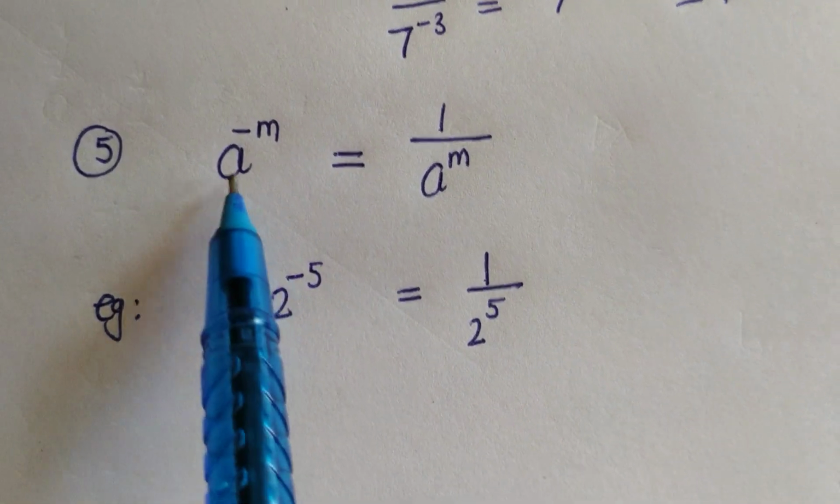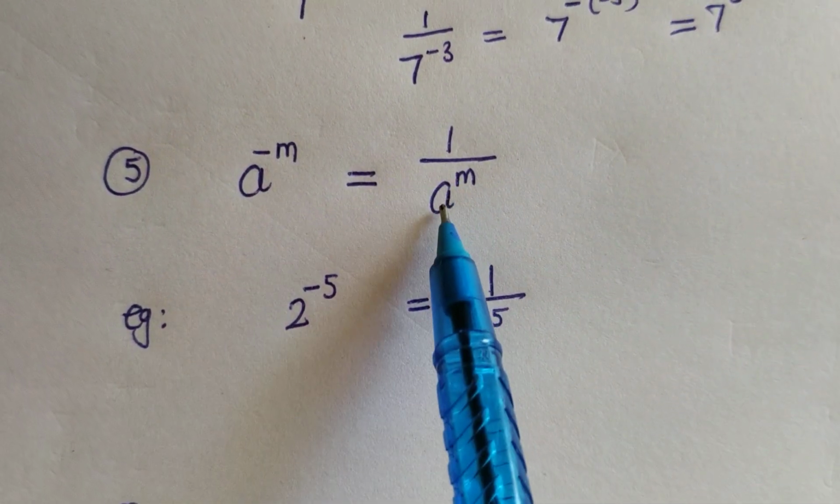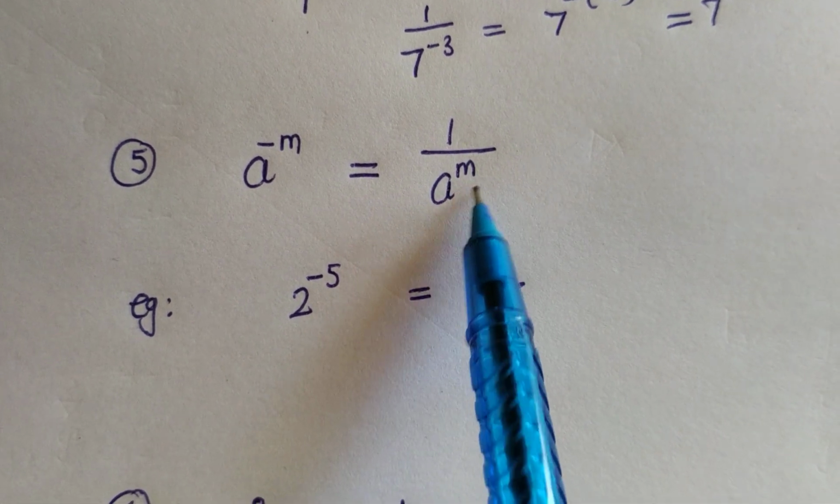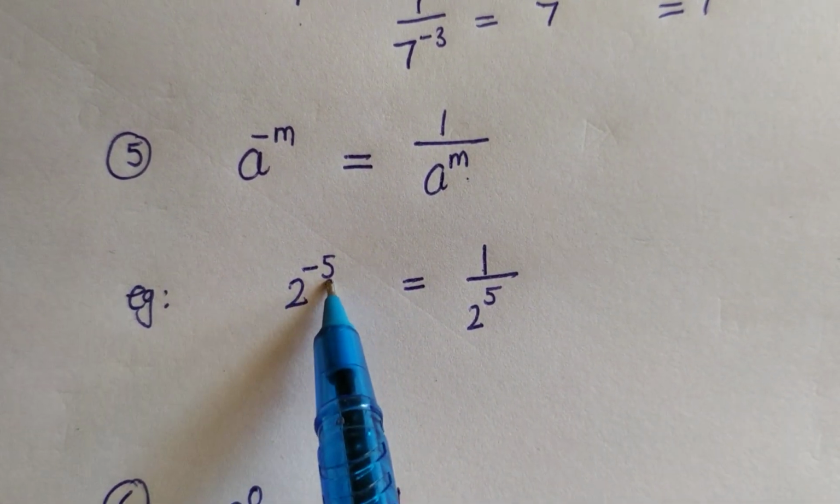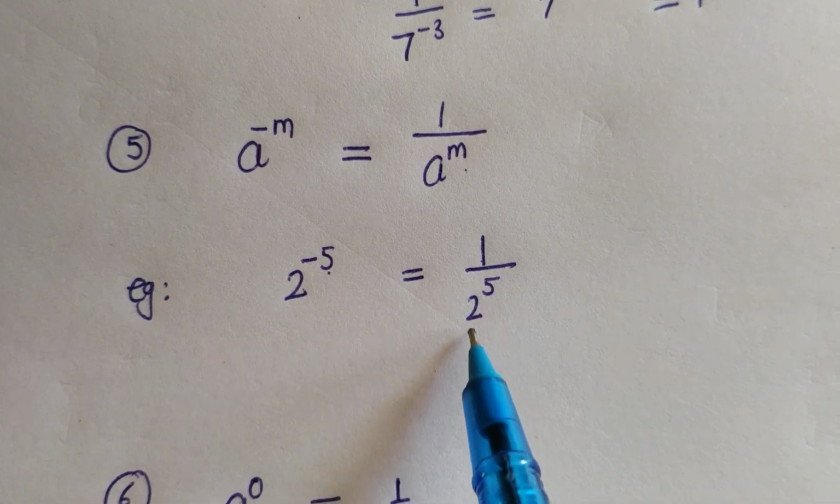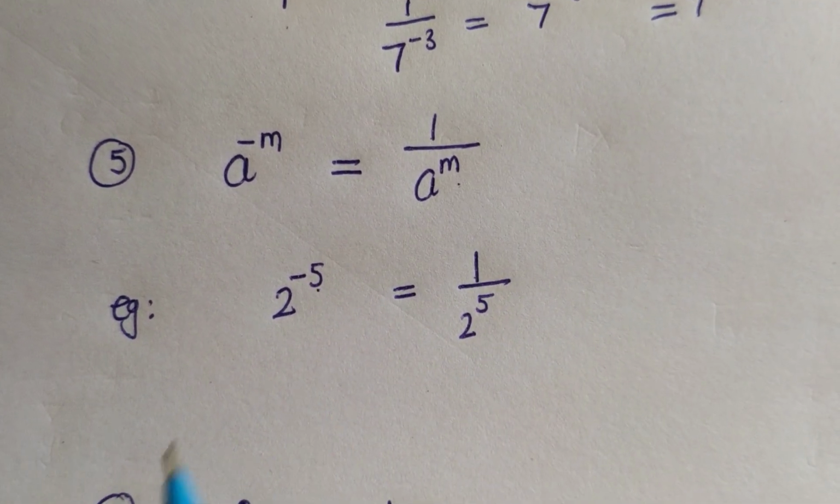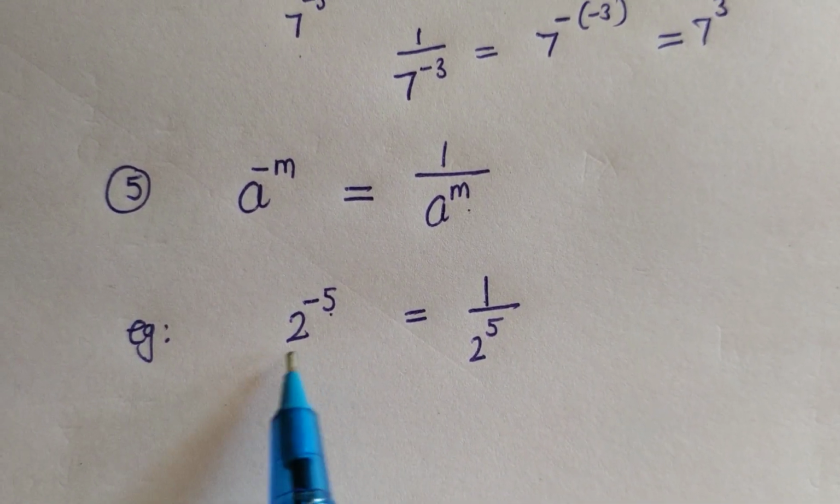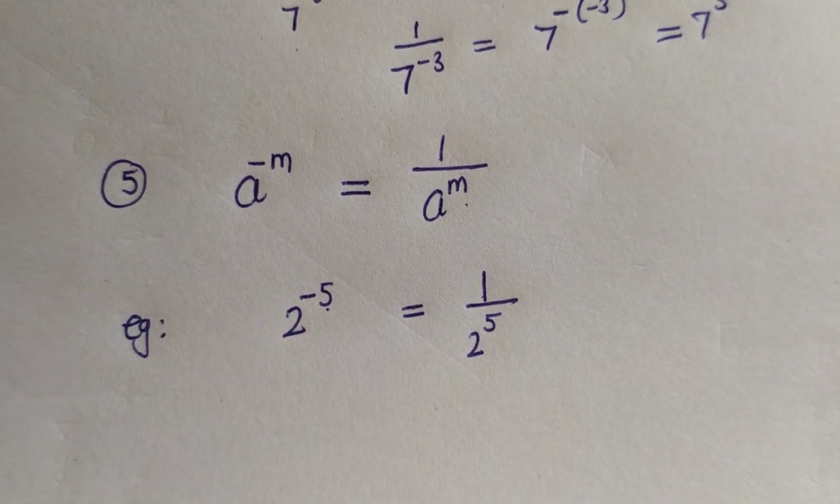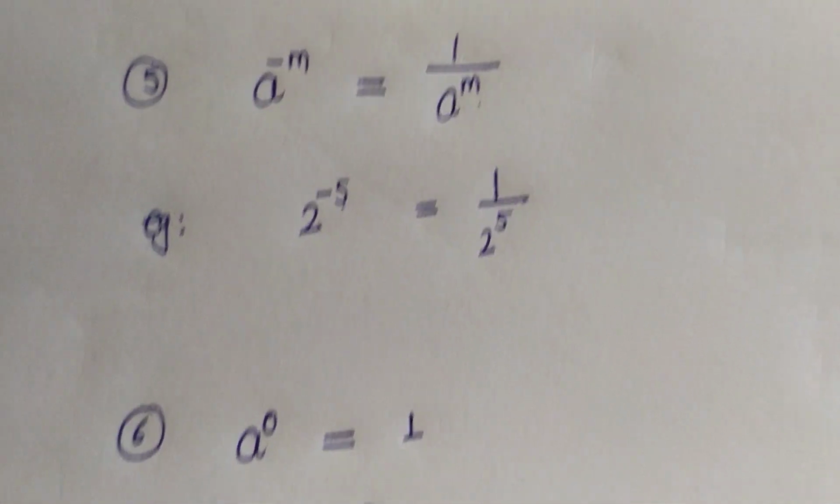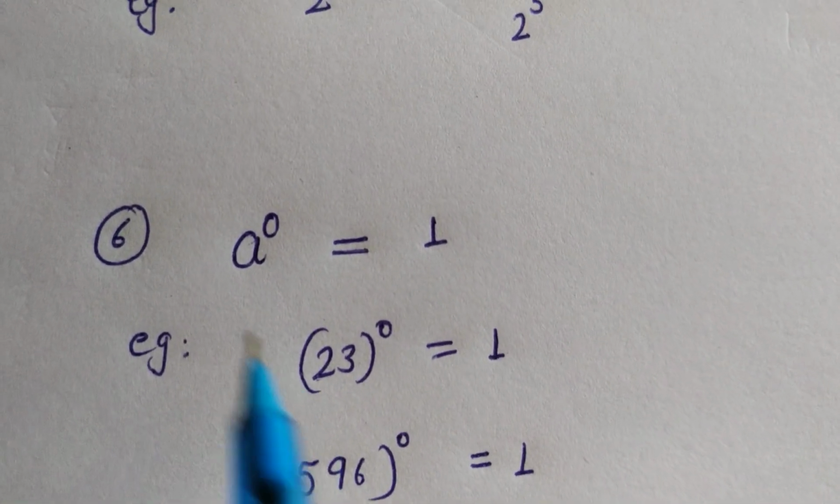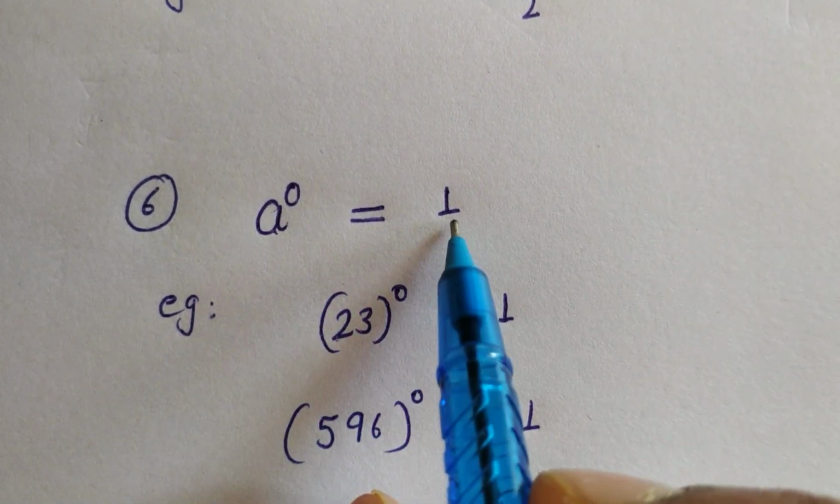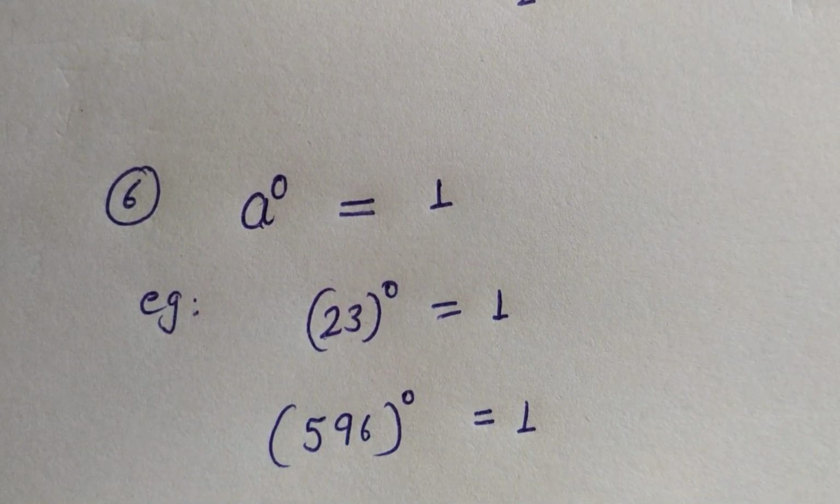Next rule, a to the power minus m is equal to 1 by a to the power m. For example, 2 to the power minus 5 is equal to 1 by 2 to the power 5. Same thing we can say that when we take the reciprocal, the sign of exponent changes.